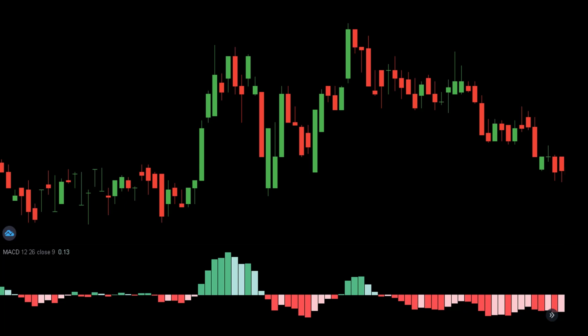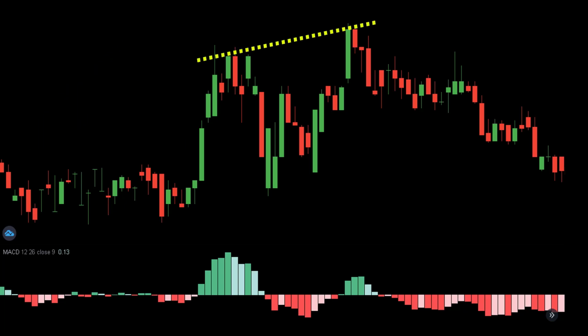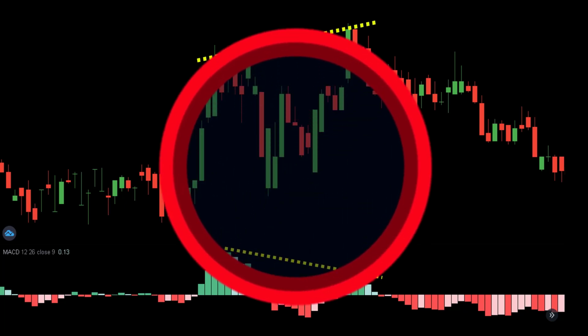Here's an example. The price is in an uptrend and creates a higher high. However, on the MACD, we see a lower high. This is a clear bearish divergence, a warning that the buying strength is weakening. Many traders struggle to identify good entry points when a divergence shows up. But don't worry. In the next section on trading strategies, we'll show you powerful techniques to pinpoint high-probability trade entries.